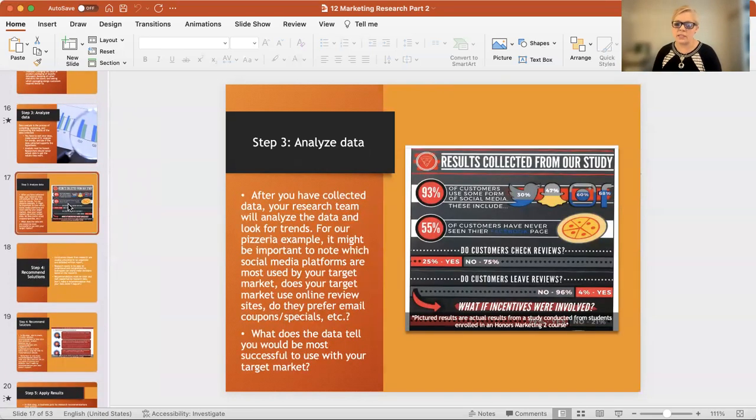So with our pizza example, after you've collected the data, your research team will analyze the data and look for trends. For our pizzeria example, it might be important to understand which social media platforms are most used by your target market, and how they understand all the online processes that you have. What does the data tell us? That's really what we're looking for.